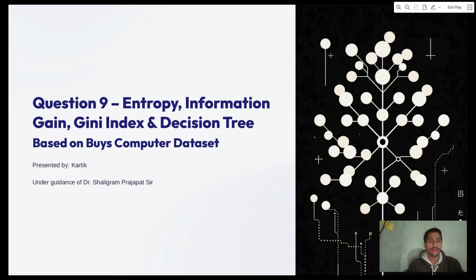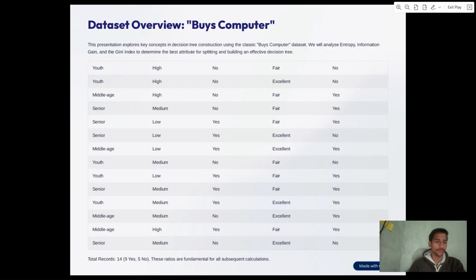Today we will dive into the mathematical core of decision trees: entropy, information gain, and the Gini index. We will apply these concepts to the classic Buys Computer dataset to find the best way to split our data. Let's see the data overview.